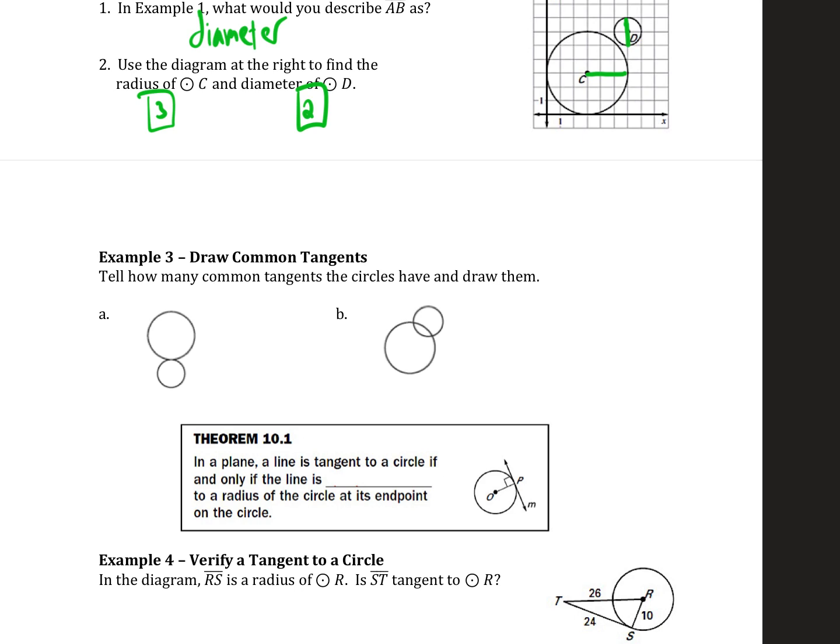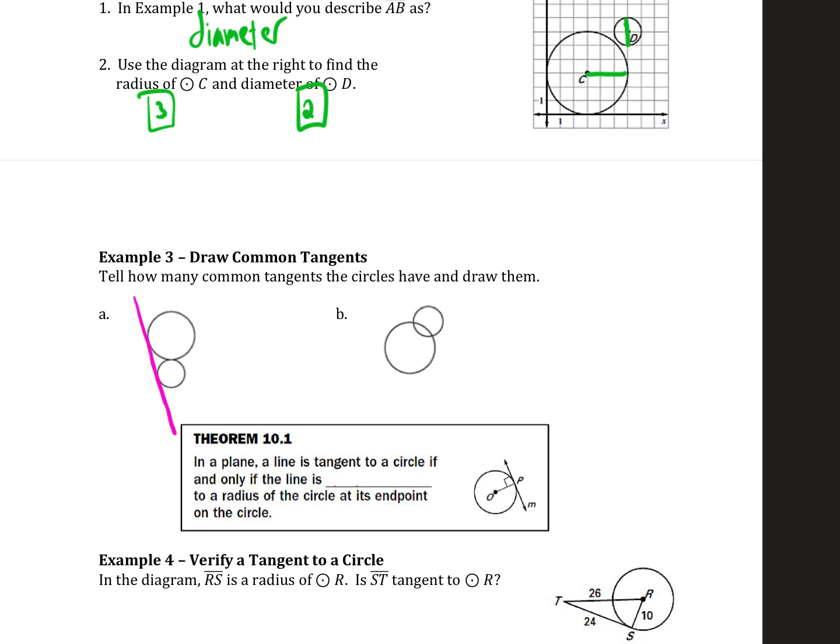Do you see where I can draw a line that would touch the circle only once? Well, I can go like this, right? See how it touches each circle only once? Okay, so that would be a common tangent. Why don't you guys go ahead and see if you can find between A and B the rest of the common tangents. So there's going to be 4 more lines to draw between these 2 diagrams.